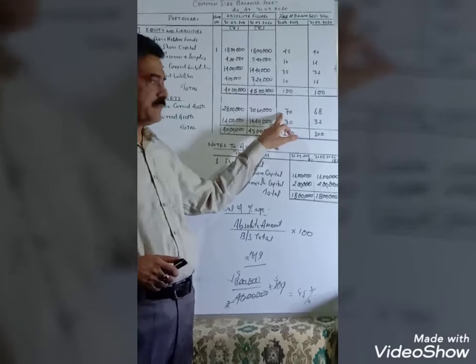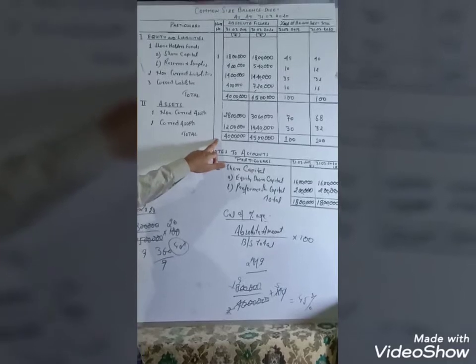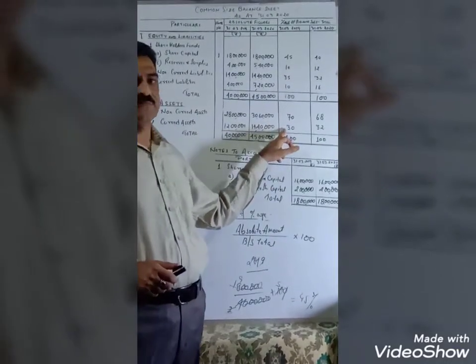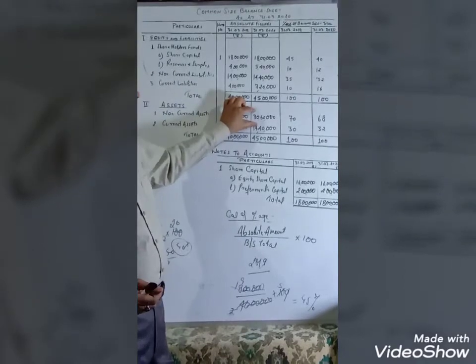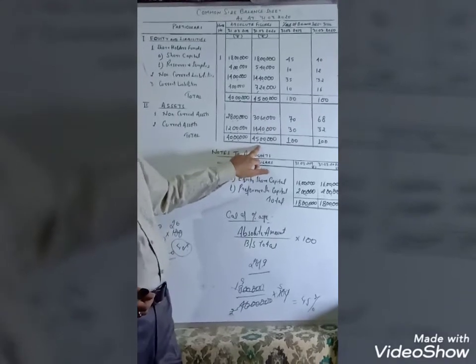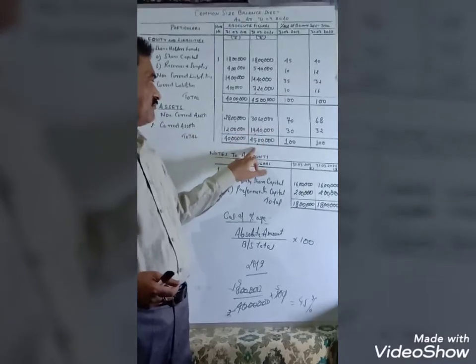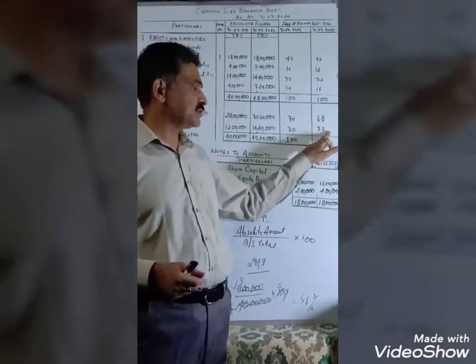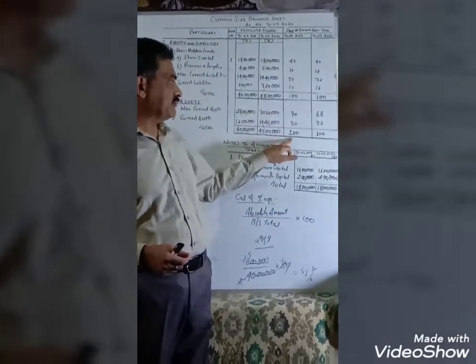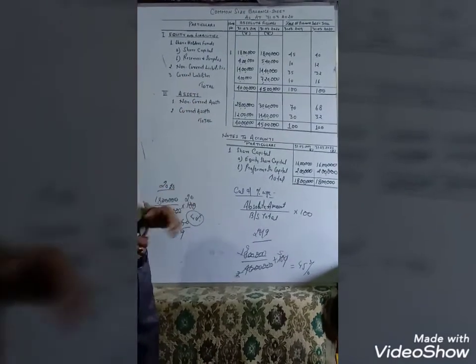Non-current assets 28 lakh divided by 40 lakh multiplied by 100, it is 70%. Then current assets 12 lakh divided by 40 lakh into 100, we will get 30%. Then for the year 2020, 30 lakh 60,000 divided by 45 lakh multiplied by 100, we will get 68%. And 14 lakh 40,000 divided by 45 lakh multiplied by 100, we will get 32%. The sum total will be 100%. This is what the common size balance sheet is.